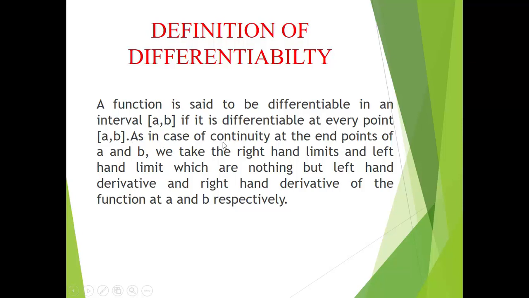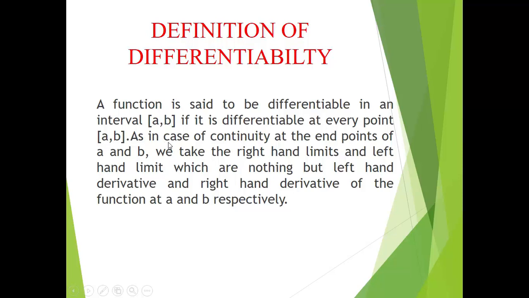As we did in the case of continuity, at the endpoints A and B, we take the right hand limit and the left hand limit, which are nothing but the left hand derivative and the right hand derivative of the function at A and B respectively. What we have learned is that a function is said to be differentiable in the closed interval if it is left hand derivable as well as right hand derivable and both the values are equal.